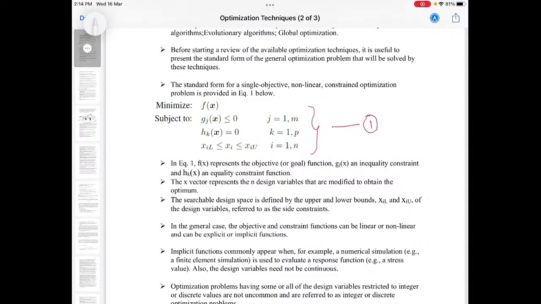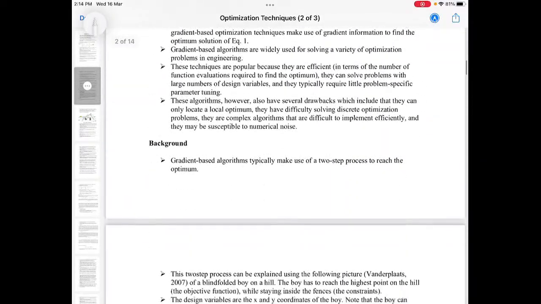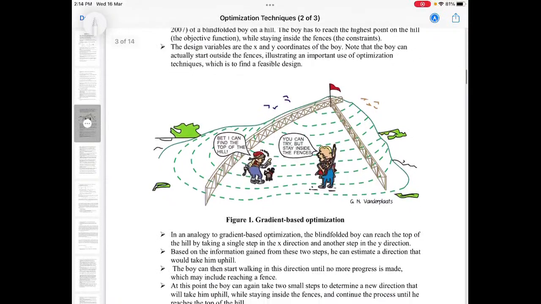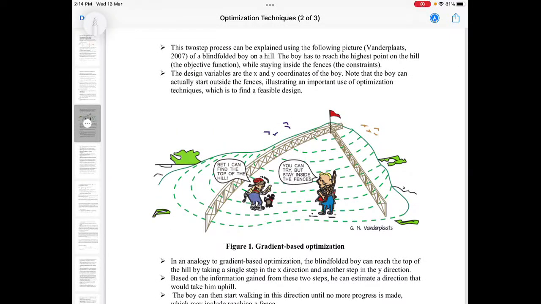So in this picture, what is the objective function? The objective function is that the boy has to reach the highest point on the hill, which is this flag position. Then note that the boy can actually start outside the fences, illustrating an important use of optimization technique, which is to find a feasible design.